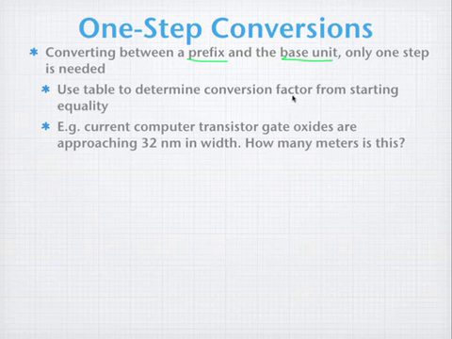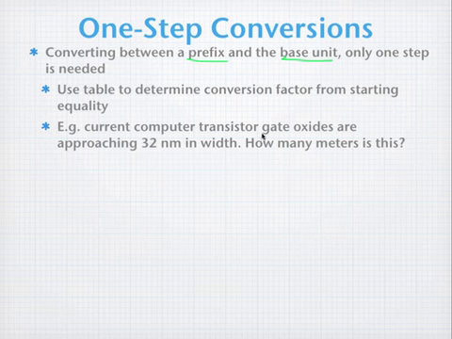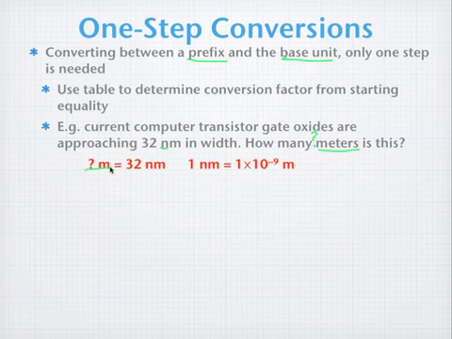dimensional analysis. So for example, current computer transistor gate oxides, these are devices used in computers and cell phones and good things like that, approach 32 nanometers in width. How many meters is this? There's our M by itself, and that's going to be our question mark. So let's set up our equality. Question mark meters is equal to 32 nanometers, and we're going to set up our conversion factor. 1 nanometer is 1 times 10 to the minus 9 meters.